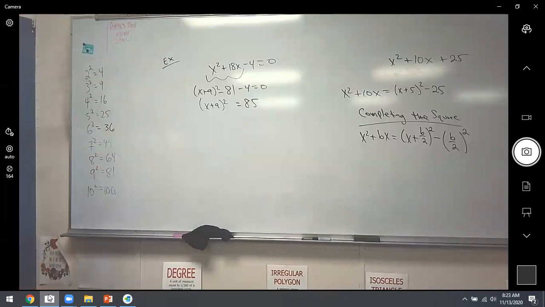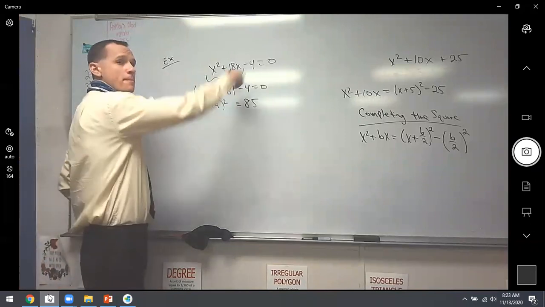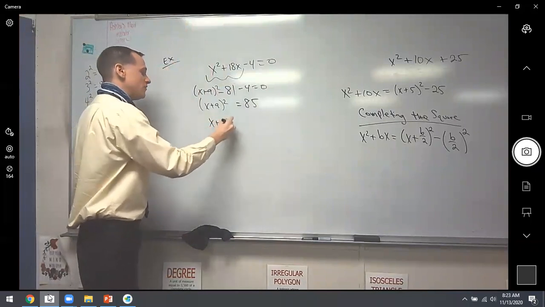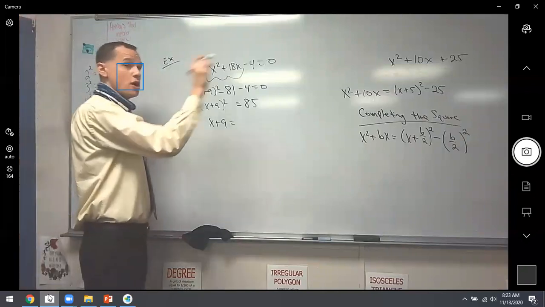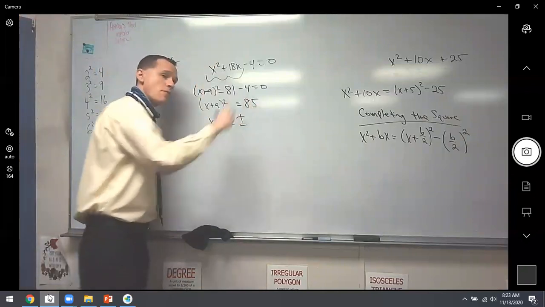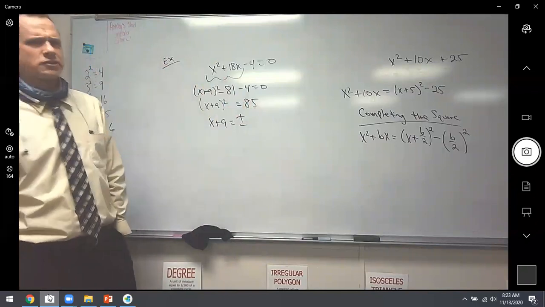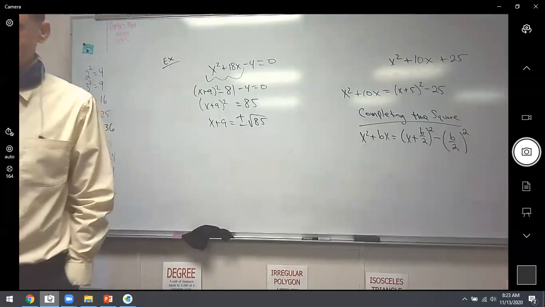And the point of this is to undo this square with a square root. So I do a square root of both sides. Over on the left, the whole point of it is so that square is gone, correct? Over on the right, I'm taking a square root. So don't forget your plus or minus. And I don't think the square root of 85 is pretty. So we're just going to write square root of 85.